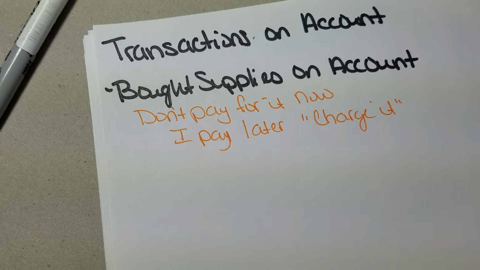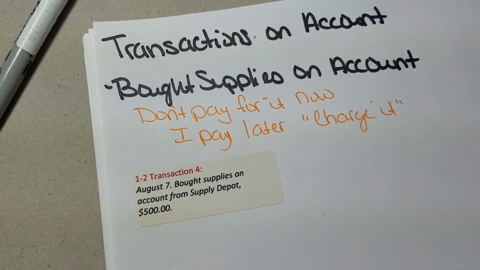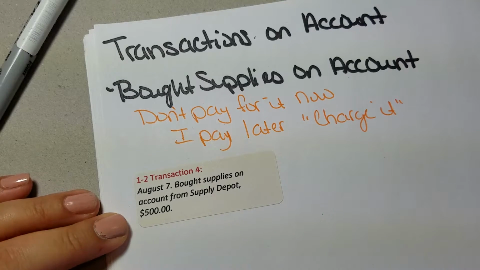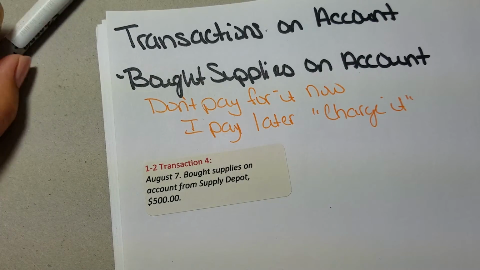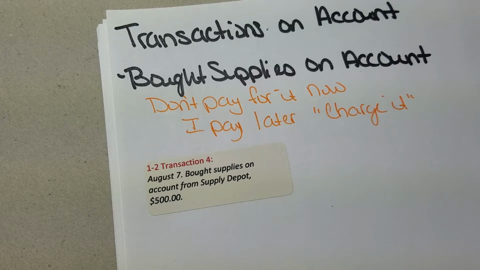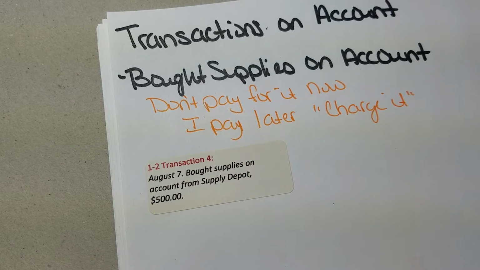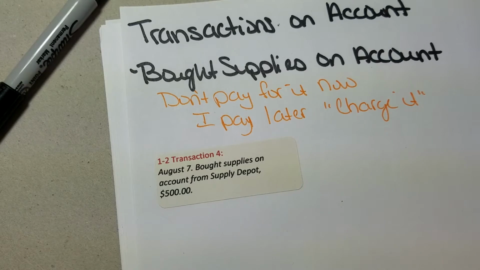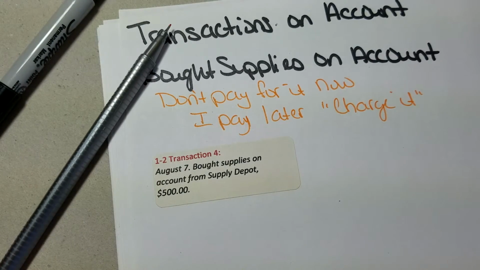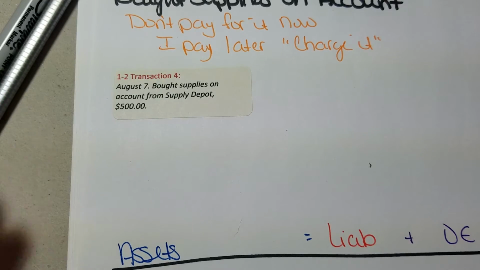So this is going to be transaction number 4, which says on August the 7th, we bought supplies on account from Supply Depot. I'm going to skip down a little bit before I draw my accounting equation again. It's the exact same one we've been doing. So I have my assets equals liabilities plus owner's equity. I'm going to pause this while I copy the whole thing down because we need to see everything that we've already done.